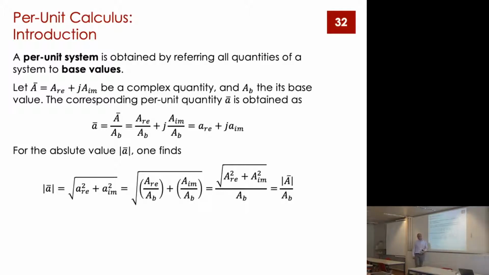Let's make an example. Let's suppose that you have a power plant, a nuclear power plant, that has a rated power of 1 gigawatt. So A_B is equal to 1 gigawatt. This means that all the injections of this power plant in per unit are ranging from 0 to 1. That's the concept. It's just this.